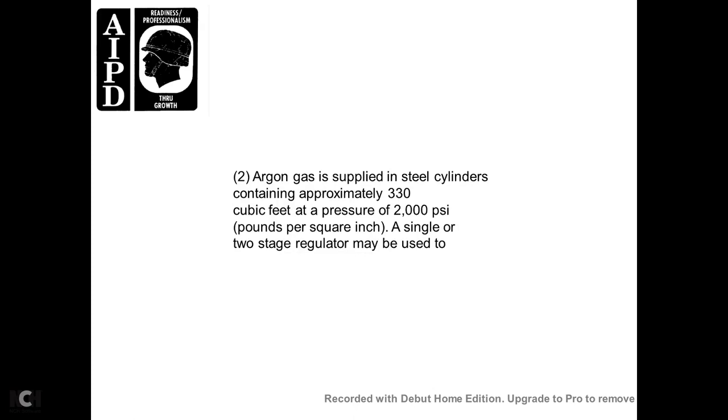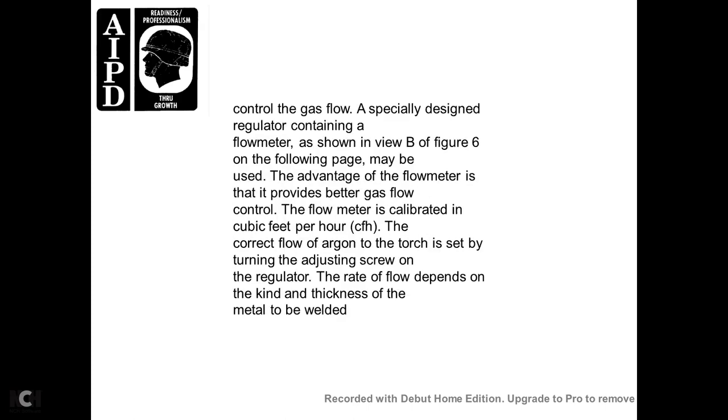Argon gas is supplied in a steel cylinder containing approximately 330 cubic feet at a pressure of 2,000 pounds per square inch. A single two-stage regulator may be used to control the gas flow. A specially designed regulator containing a flow meter, shown in view B of Figure 6 on the following page, may be used with the advantage of providing better gas flow control. The flow meter is calibrated in cubic feet per hour, with the flow of argon to the torch set by turning the adjusting screw of the regulator. The rate of flow depends on the kind and thickness of the metal to be welded.